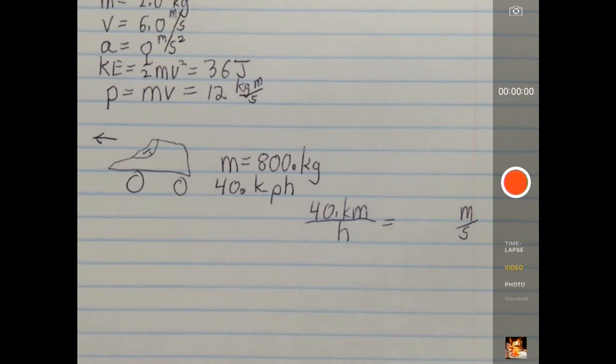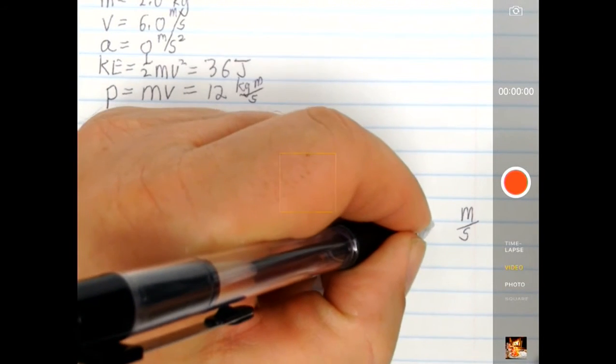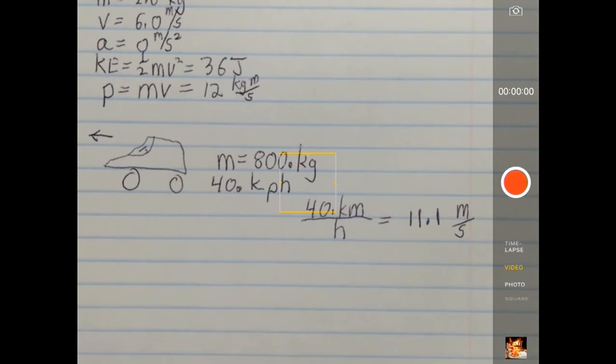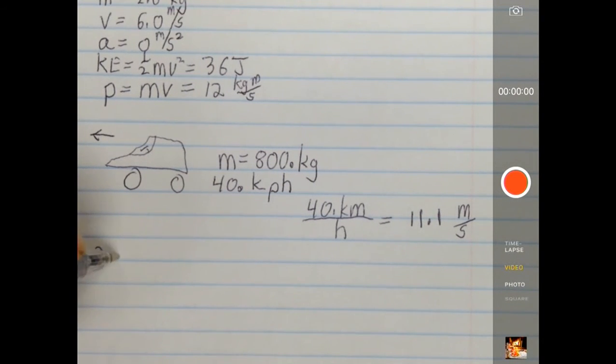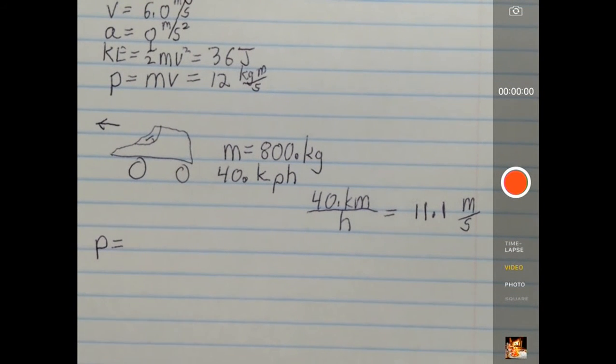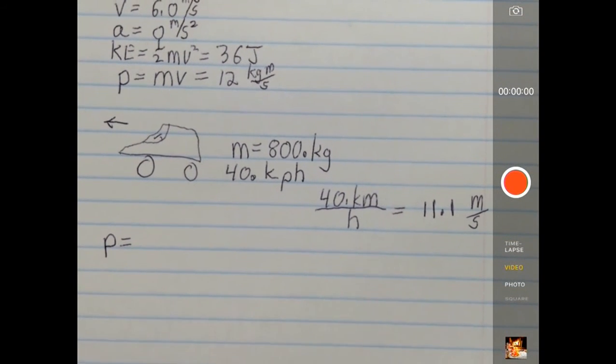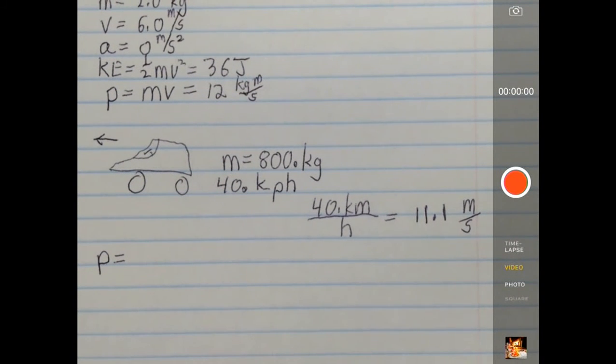As everyone remembers, there are 1,000 meters in a kilometer, 3,600 seconds in an hour. That's what I got as well. So we'll call it 11 meters per second west. What then is the momentum of this car? And my new volunteer for that one is Jacob. What is the momentum of this car?